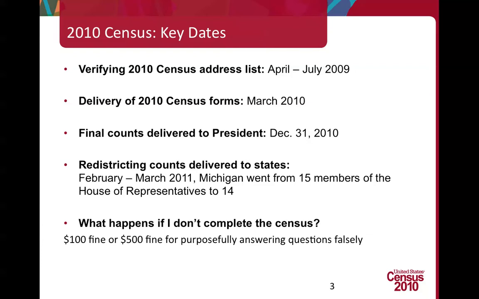Redistricting counts delivered to states. So from February to March of 2011, Michigan went from having 15 members of the House to only having 14. So again, that reapportionment of the House of Representatives is completely based on how much population each state has.